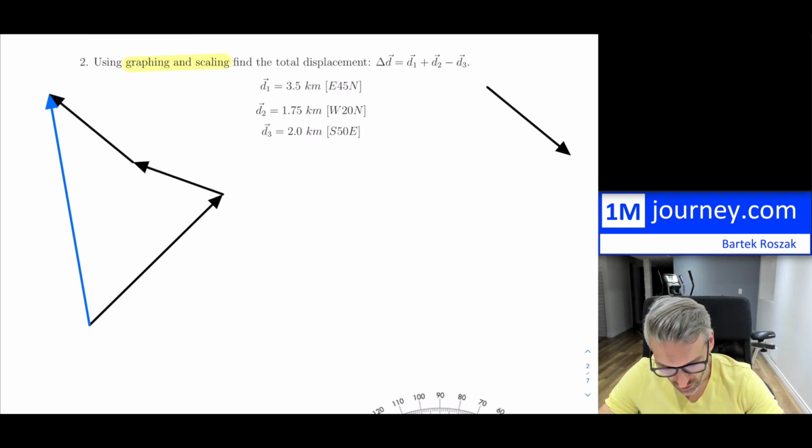So here they're asking us for total displacement. Now the total displacement, I do draw your attention, is a displacement of addition and a subtraction.